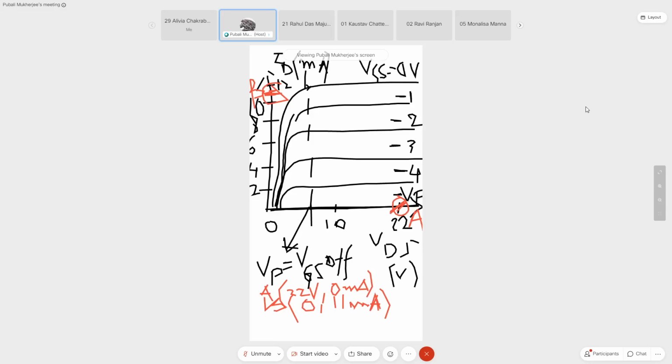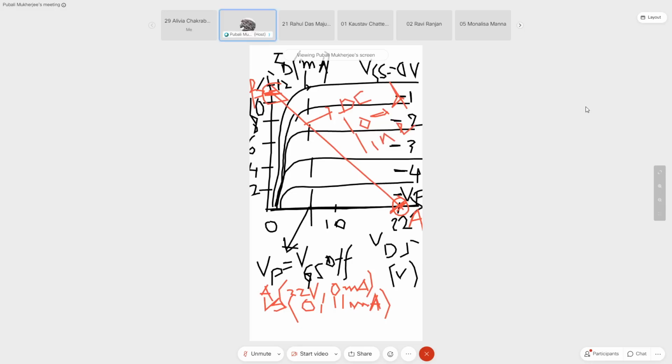So we connect these points E and B by the line, and this would be nothing but your DC load line, same as your transistors. Okay, this would be your DC load line.